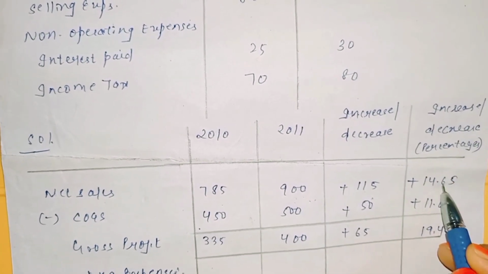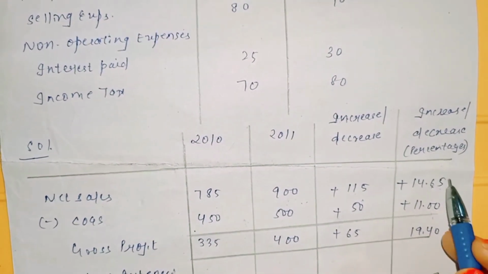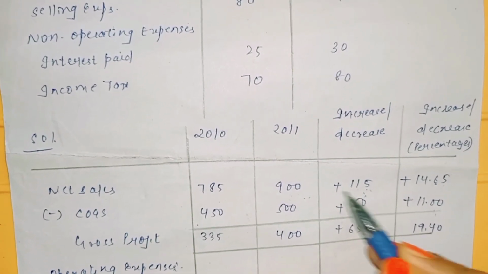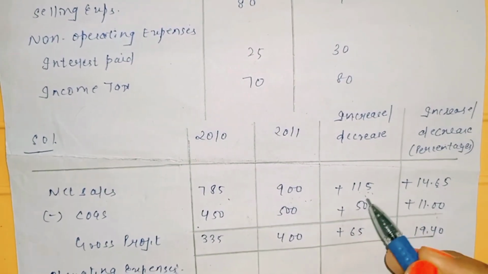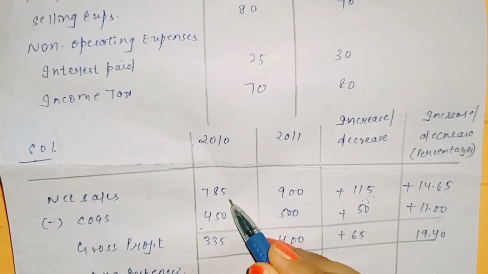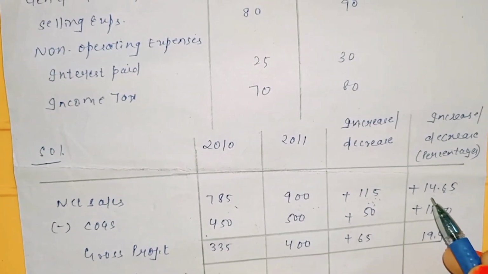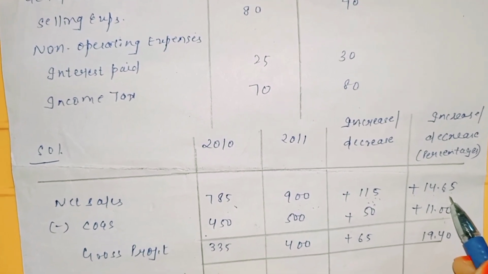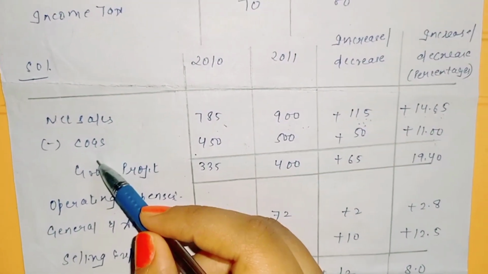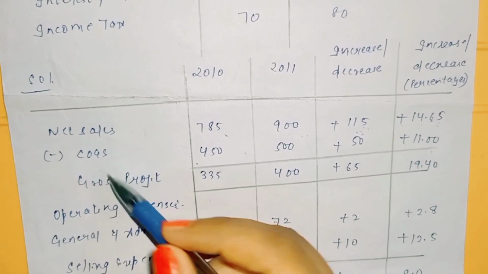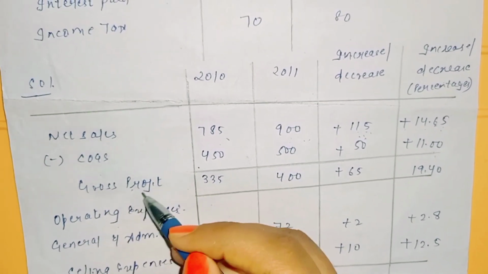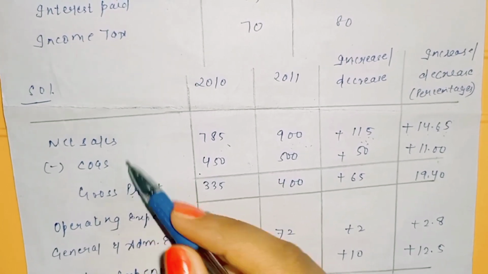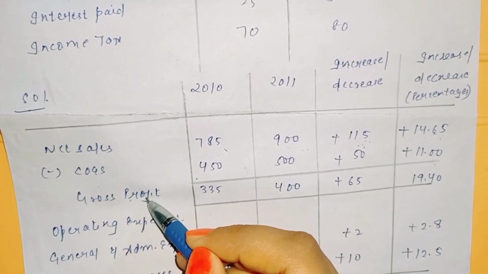If we want to find out the increase or decrease in percentages, we will have to divide 115 by 785. In this way we can find out that there is an increase in percentage by 14.65. Then we will have to deduct the cost of goods sold, because when we want to find out the gross profit, we will have to deduct the cost of goods sold from the net sales. Only then we can find out the gross profit.